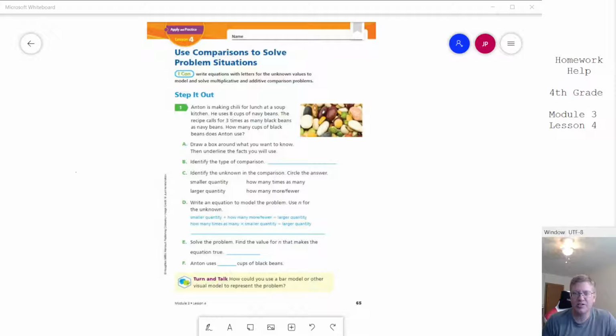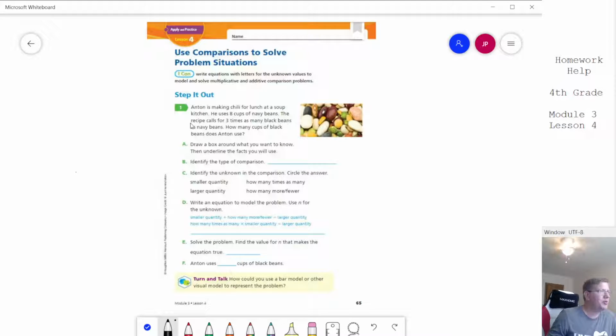So after a couple days in a row of working with comparisons, now we're going to have to do a little bit more legwork to figure out exactly what the problem wants us to do. So this is a good example here. Most students can figure out exactly what we're doing, but just in case there's any issues, we're going to go ahead and underline our important information.